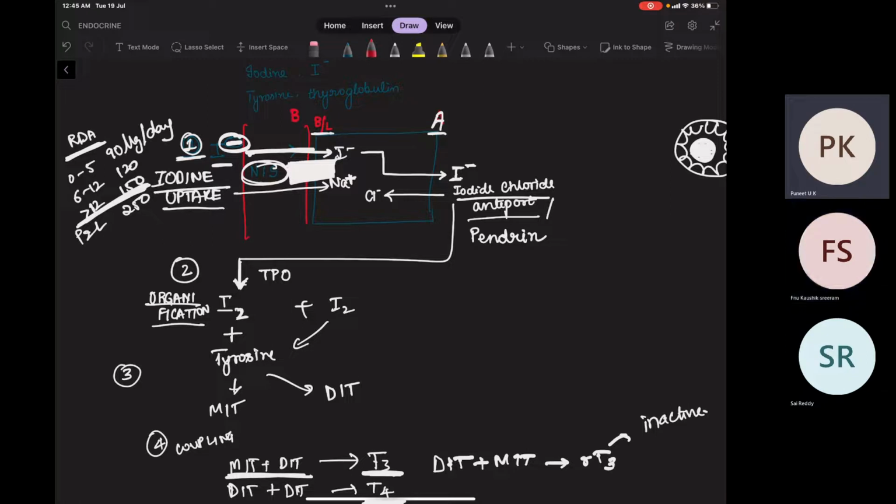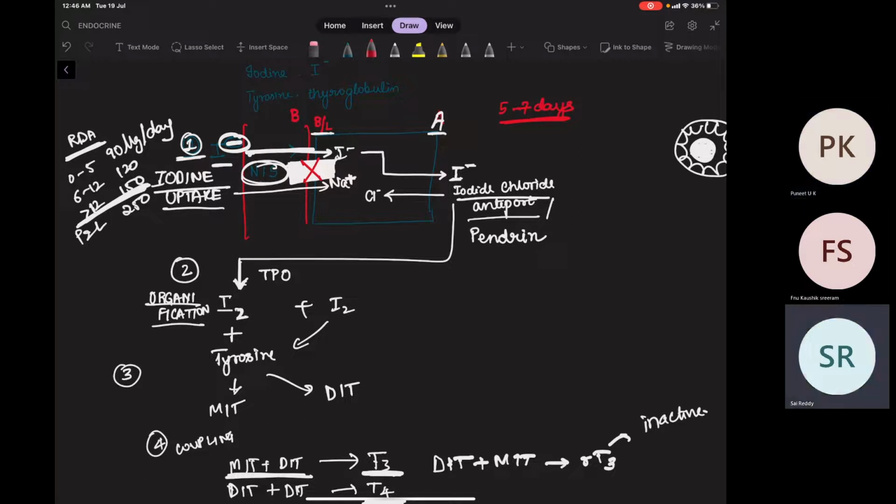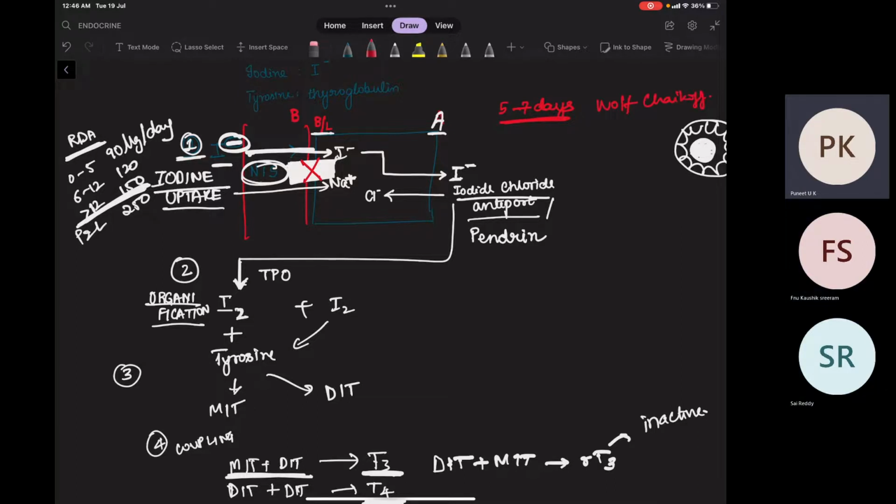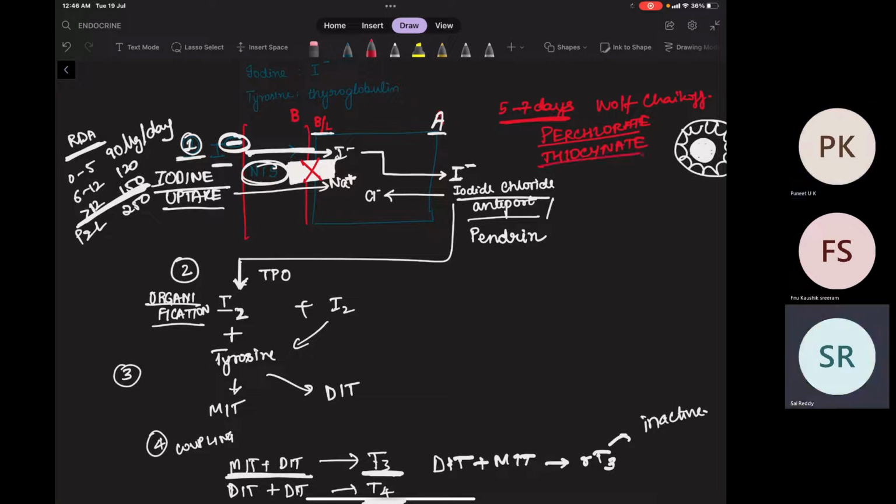When there's more iodine, hormone synthesis is inhibited. My question is how? It basically inhibits this channel. But for how long? Just transiently, for about 5 to 7 days, till escape occurs. That is called the Wolff-Chaikoff effect. This channel is also inhibited by perchlorate and thiocyanate.